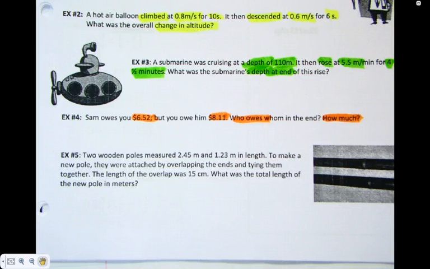Okay, how much? What operation are we doing to figure out how much you owe him? Go ahead and subtract 8.11 minus 6.52.